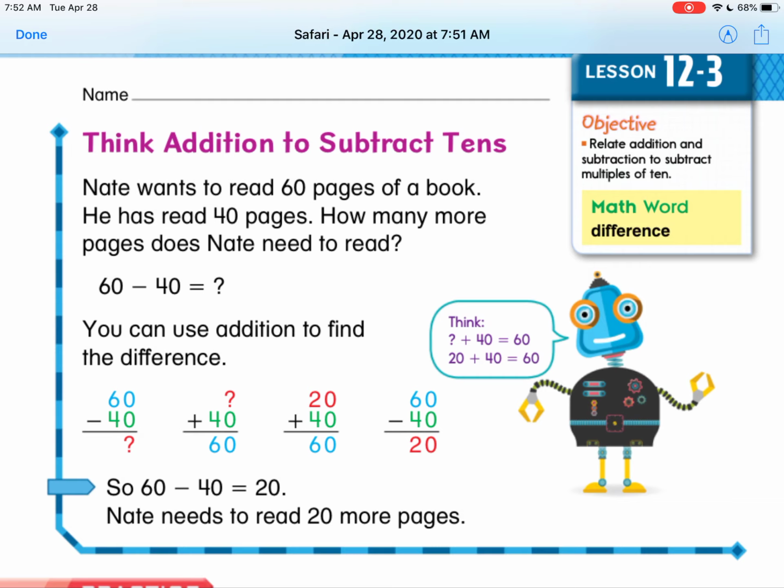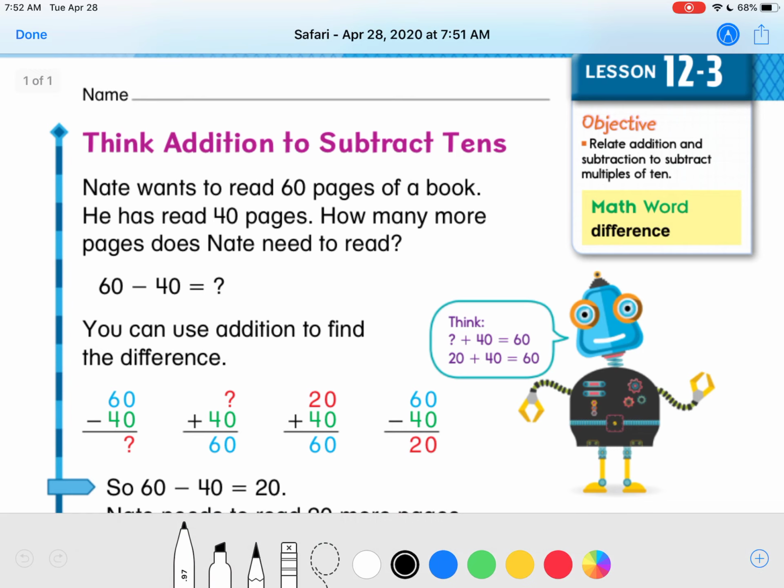All right. How many more pages does Nate need to read? So that's the first thing that I see. That's a big sign. How many more? When I see the words, how many more, it usually means to subtract. Ding, ding, ding, ding, ding, subtract. How many more? So what they've told us is, we know there are 60 altogether. He's already read through 40 of them, so we're going to subtract those 40 he's already read. How many more are left?